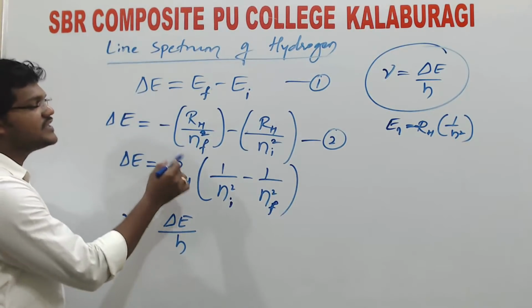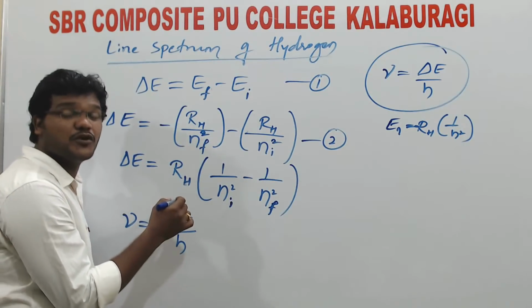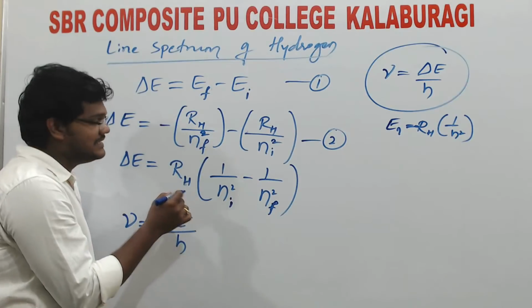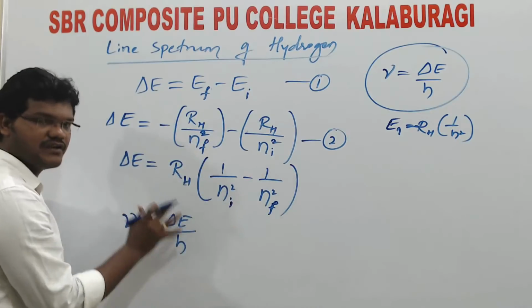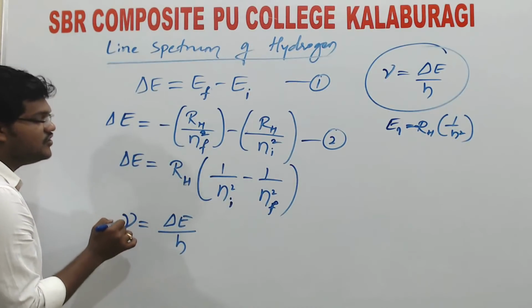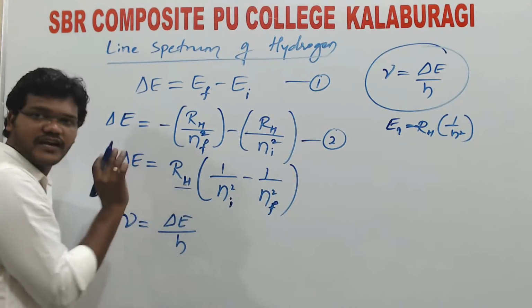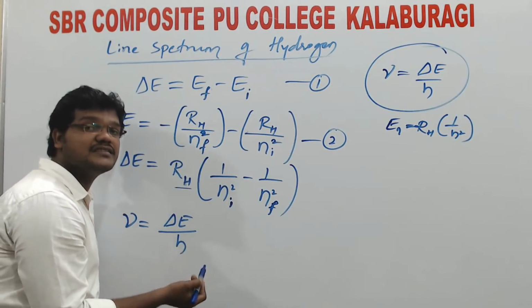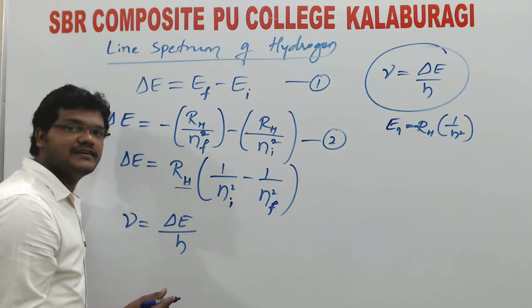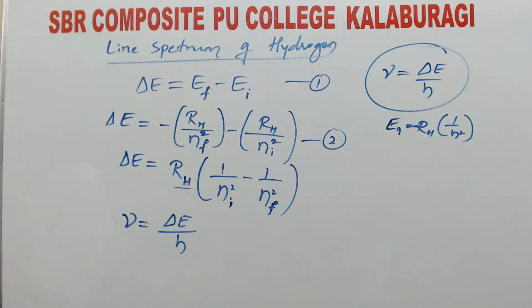RH value also, you know, RH is nothing but 2.18 into 10 to the power minus 18. Correct? So now divided by H, same. Divided by H means nu is equal to this entire thing divided by H. H is Planck's constant, that also I know, 6.626 into 10 to the power minus 34 joules. If you calculate, you will get this frequency.